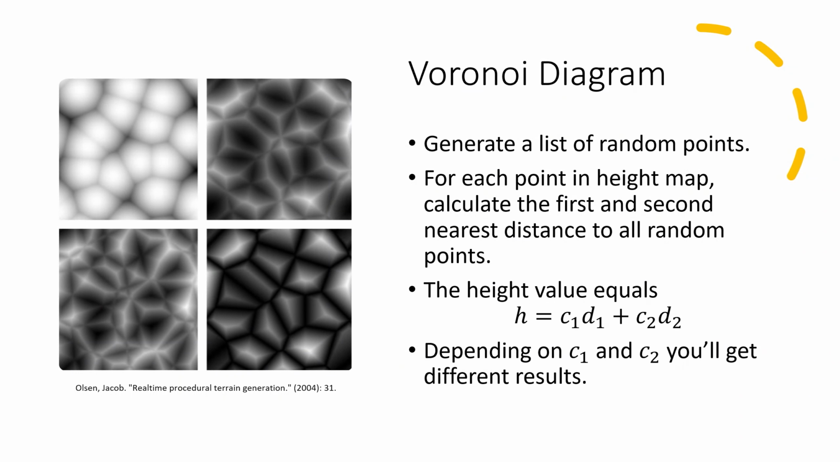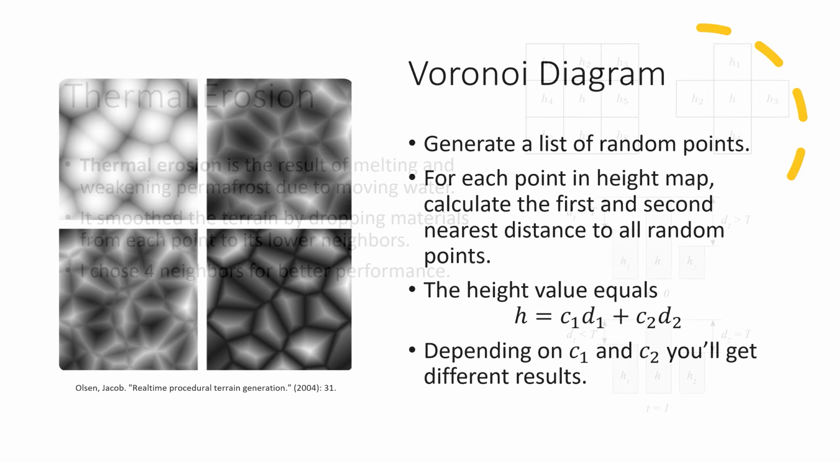Voronoi diagrams can be used to simulate hilly terrain. To implement this, first we need to get a list of random points, and then for each point in height map, we calculate the first and second nearest distance to all random points. And we can get height value by using this formula. We can get different results if we use different C1 and C2. For instance, if we let C1 equals -1 and C2 equals 1, we will get the bottom right image.